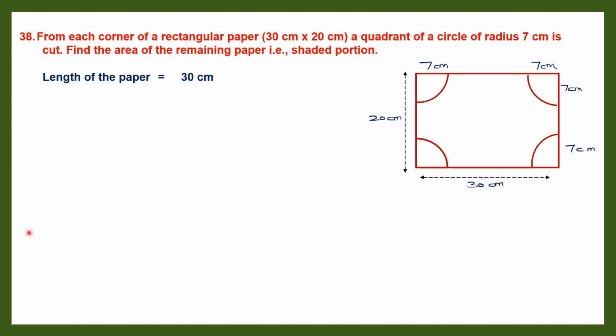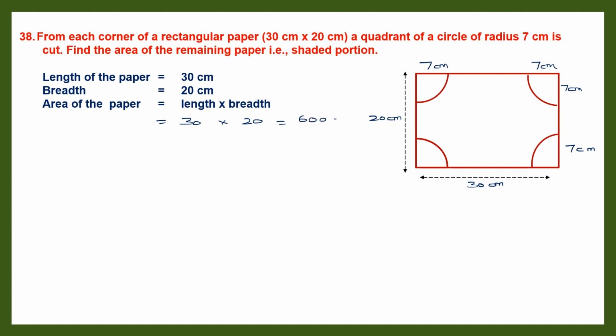So let's begin by saying length of a paper is 30 centimeters. It's given to us. Breadth is given to us. Now we have to find the area of this rectangular paper. So area of the paper is length into breadth, and length is 30 centimeters into breadth is 20 centimeters. So that becomes 3 2s are 6 and then the 2 zeros, 600 centimeters square. So we have found the area of the rectangular paper.